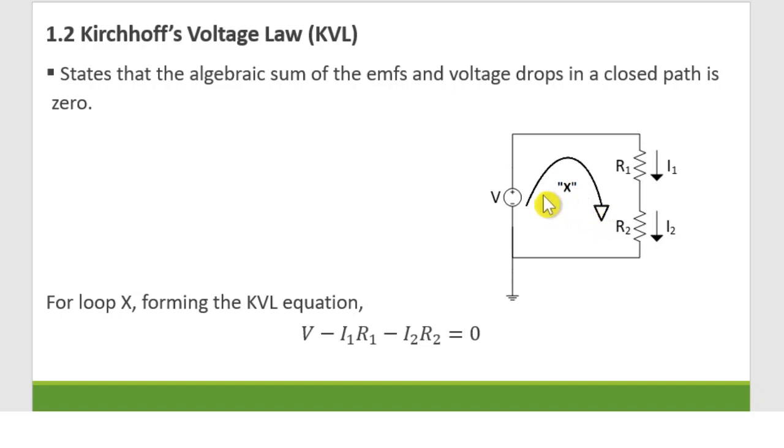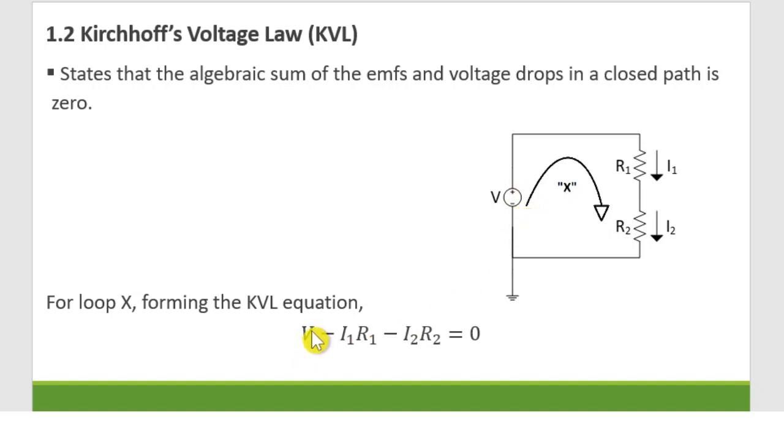If the loop passes through a voltage source, there is a rise in potential. Sign of voltage is chosen as the terminal where the loop leaves the source. In our example, for loop X, forming the KVL equation, loop X enters the negative terminal of the voltage source V and leaves the positive terminal. Therefore, the sign for voltage source V is positive.